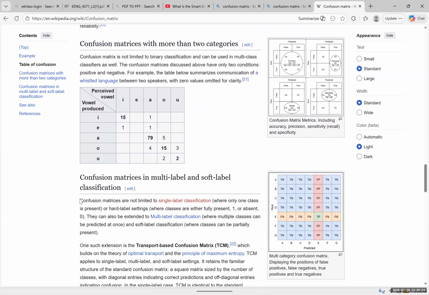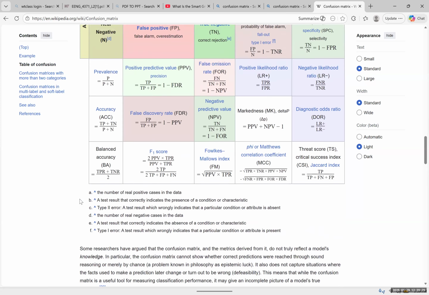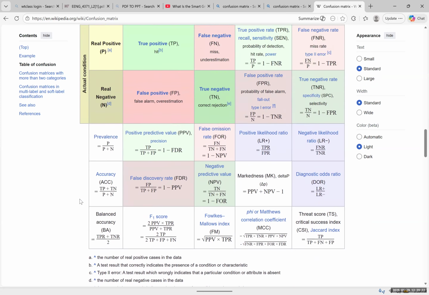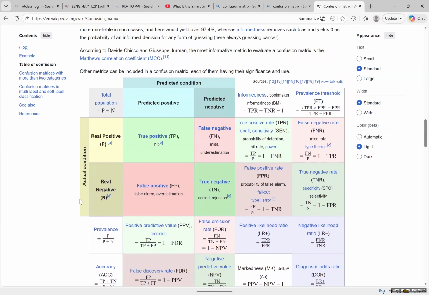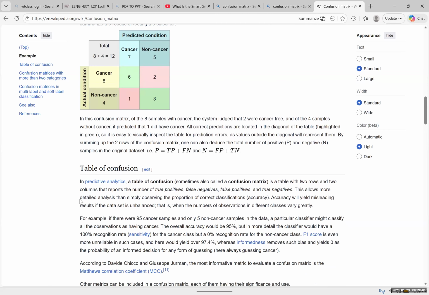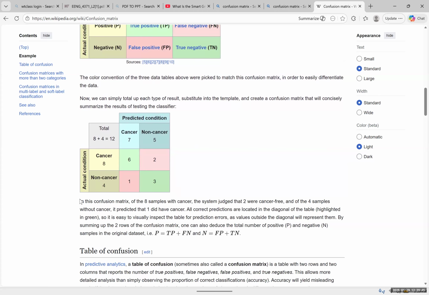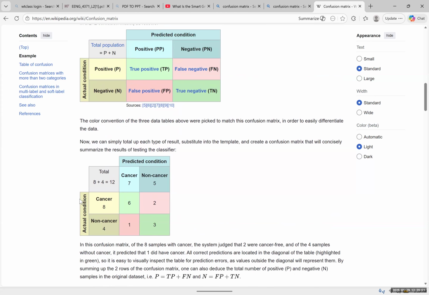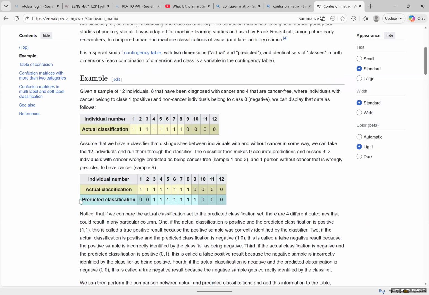And if you go down here, there's a lot of information. I think you can find the equations. So accuracy, as I mentioned, sensitivity, specificity, all of that you can calculate using the different equations that you have. Like this is an example of a cancer system. This is the predicted condition and actual condition. Actual condition means the true value, and predicted means what we have measured. So the absolute value and the predicted value.